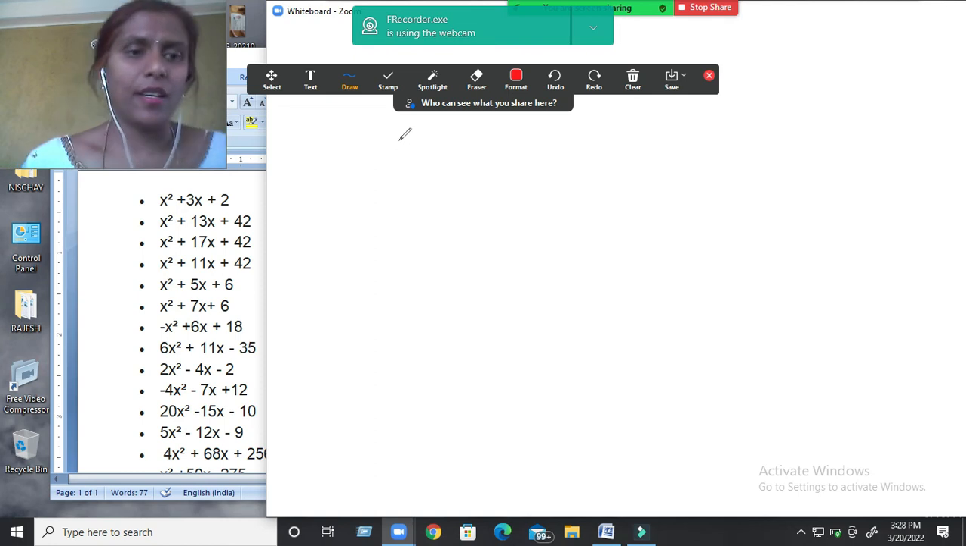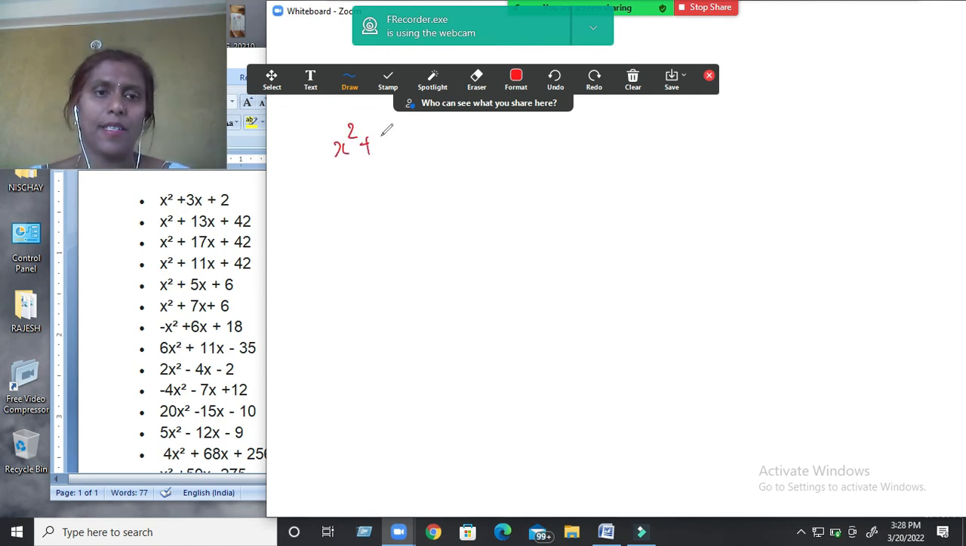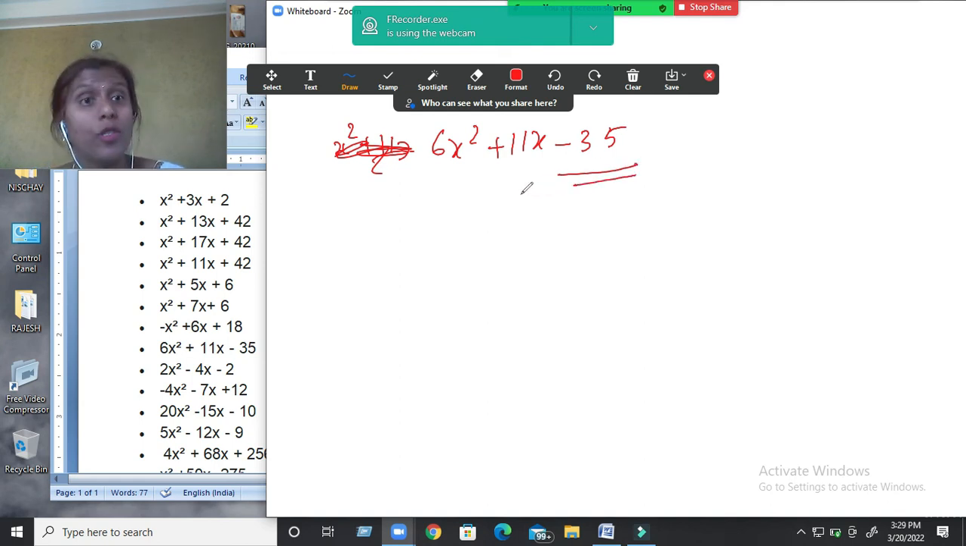Yes, friends, I'm back. The equation was 6x square plus 11x minus 35. So we wrote step 1 and we also found the pair. What was that pair? It was nothing but 21 comma minus 10.